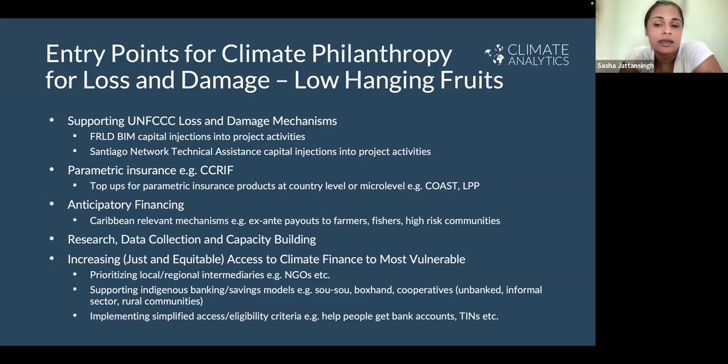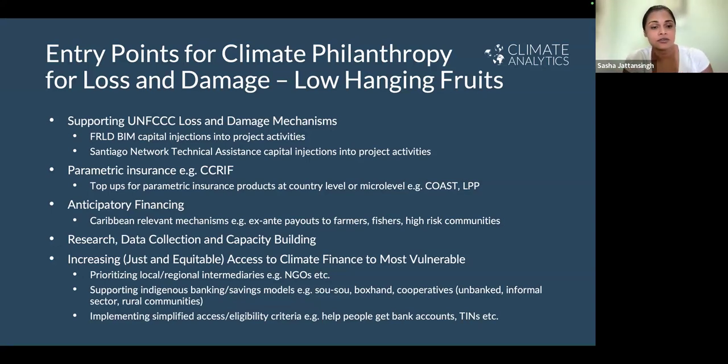And then also looking at it at the micro level. The CCRIF has microinsurance products called POOS, which is for fishermen, and they also have various livelihood protection policies related to farming. It's how could climate philanthropy support these sorts of microinsurance products, to encourage and enable the most vulnerable sectors to have some sort of financial livelihood security in the event of any loss and damage event, right? So that's something to look at.